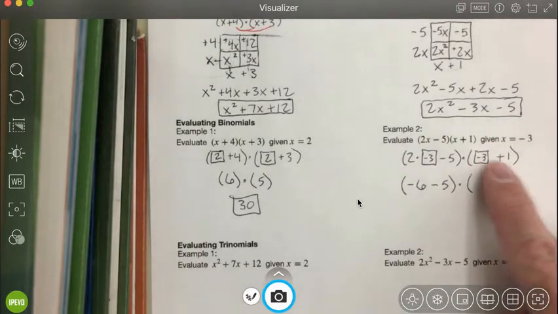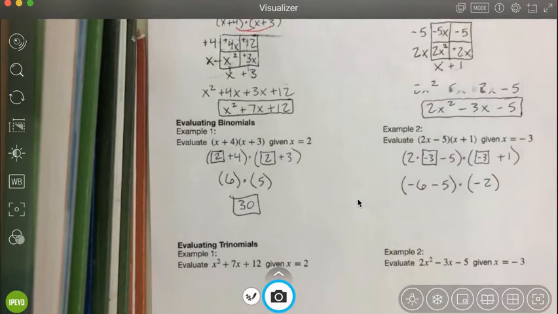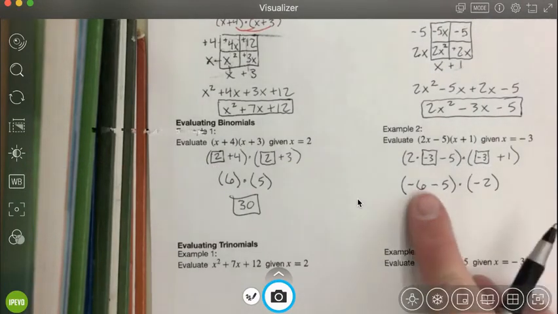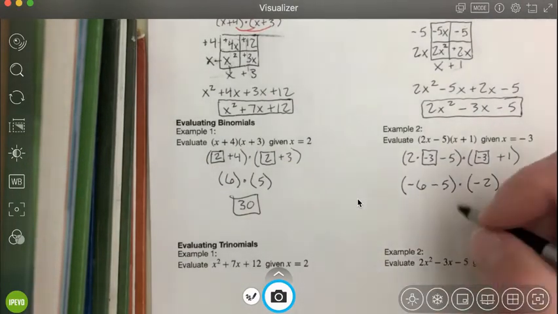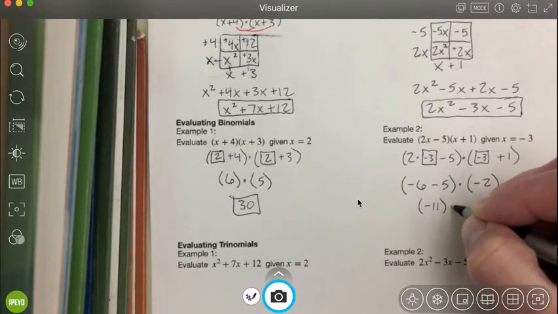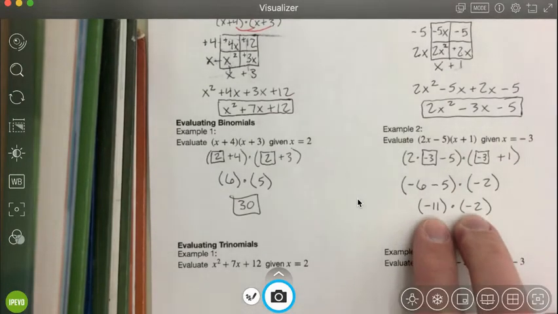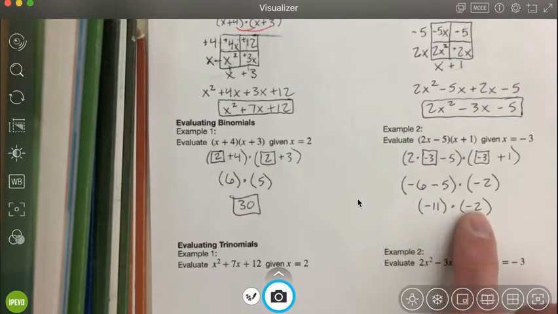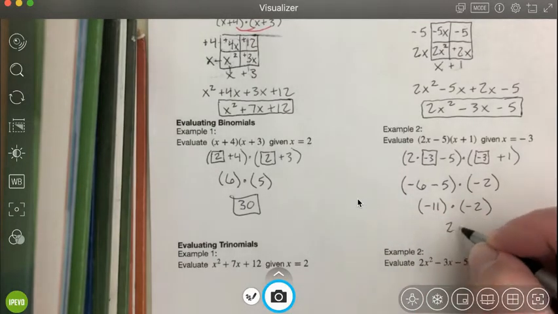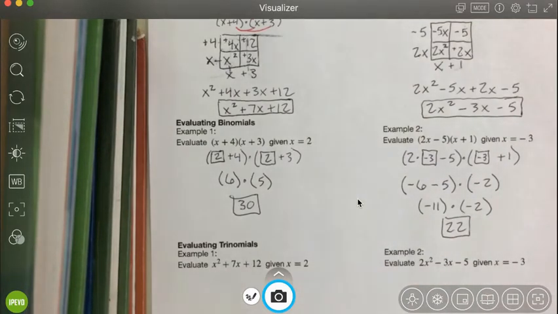No multiplication happening in this set of parentheses, so I can just do negative 3 plus 1, which is negative 2. All right. So in this case, I still have one more step. I got to simplify this set of parentheses. Negative 6 minus 5 gets more negative to negative 11. And now I've simplified everything in both sets of parentheses. Now I'm good to multiply them together. Negative 11 times negative 2 is 22.